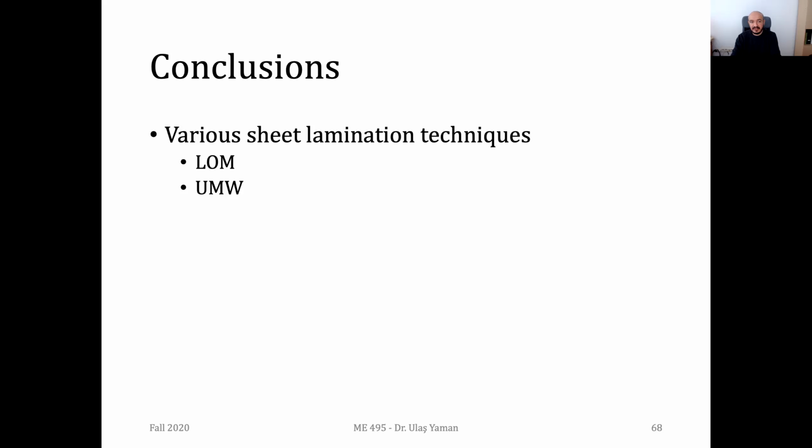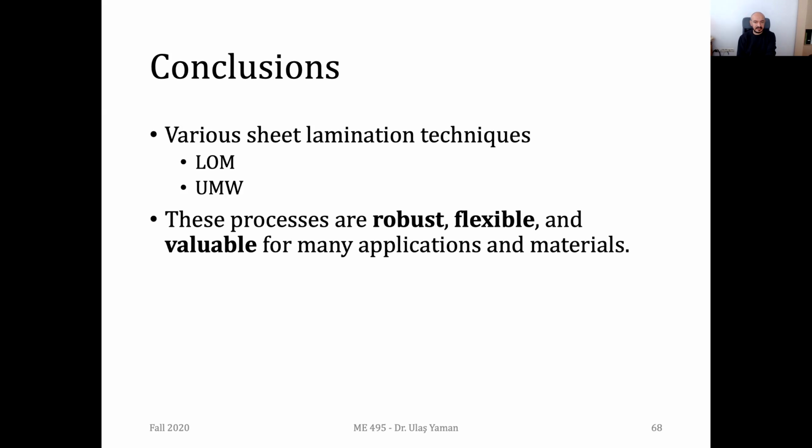So we have different techniques for sheet lamination. First of all, the first one is laminated object manufacturing. If you remember, it was represented as LOM, and we were mainly using papers for that process. And then we have the ultrasonic metal welding process, and we use it with sheet metals and try to obtain complicated products with further machining. Without machining, you cannot have nice products.